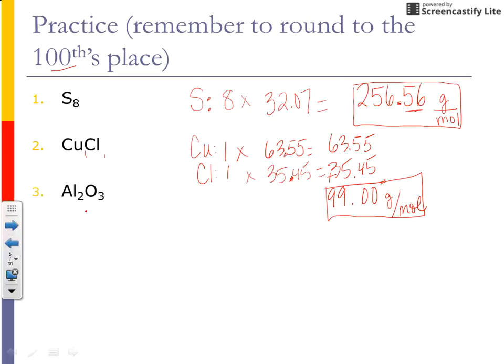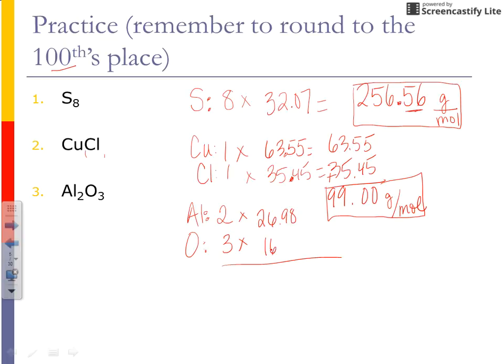Let's look at the third one, aluminum oxide. Now here we have some subscripts. We're going to break it down: aluminum and oxygen. Take your compound and break them down. This formula shows me that there's 2 aluminums in it and there's 3 oxygens in it. So as you're writing all this out, 2 aluminums, go to your periodic table. The atomic mass of that is 26.98 for aluminum.